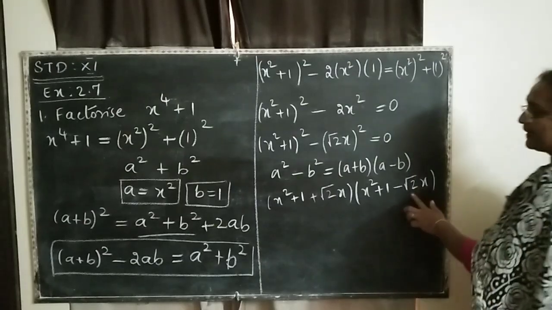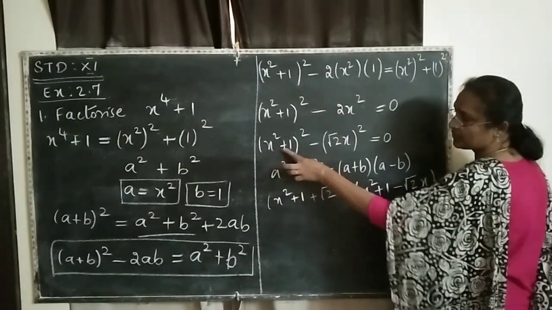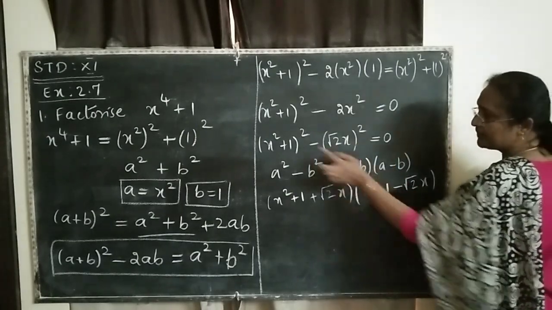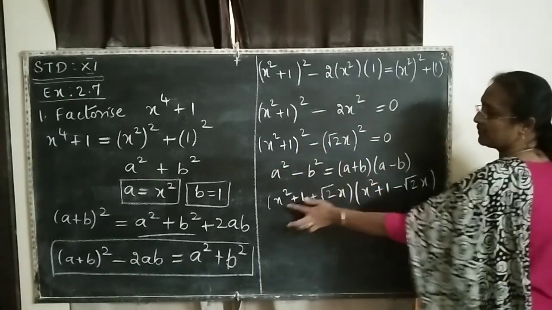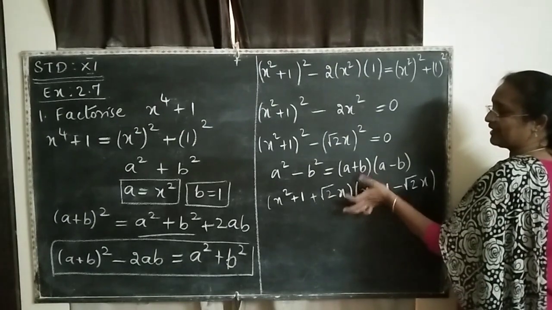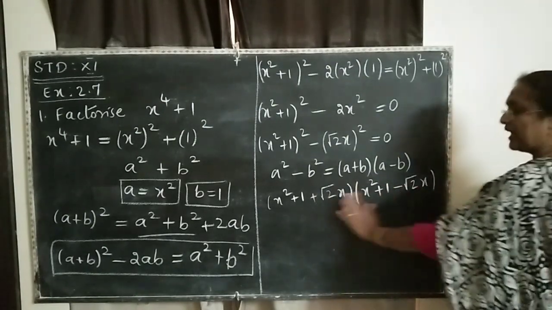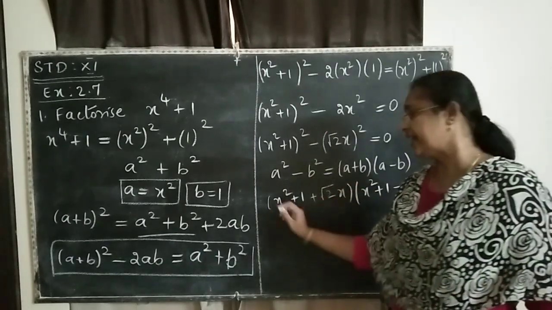Do you agree? பாருங்க, கவனமா பாருங்க. a பிளேஸ்ல x squared plus 1 இருக்கு, b பிளேஸ்ல root 2x இருக்கு. இப்போ அதை தான் நான் பிரிச்சு எழுதுறேன். அப்போ a பிளேஸ்ல x squared plus 1 plus b value எழுதியிருக்கேன். அதே மாதிரி a minus b value எழுதியிருக்கேன். We can leave this also, but we are going to rearrange it.